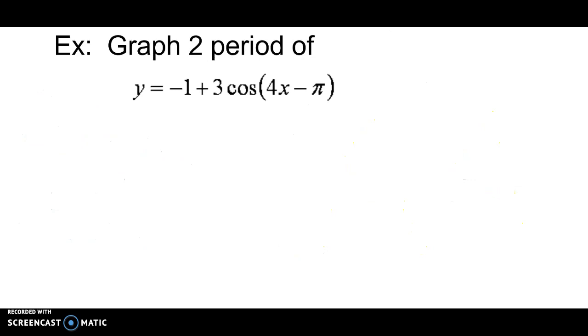All right, next one. Graph two periods of the following equation. Same thing. Let's have you identify this information first, and let's put this on a graph. And notice here that there is a vertical shift, so make sure that you recenter based off of this shift of negative 1. All right, go ahead, put me on pause.